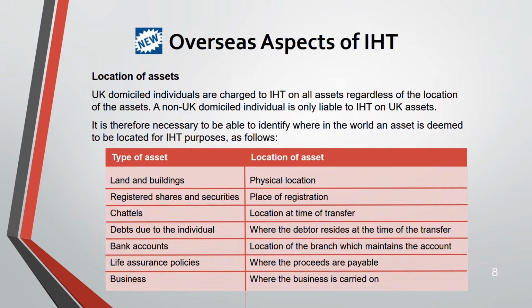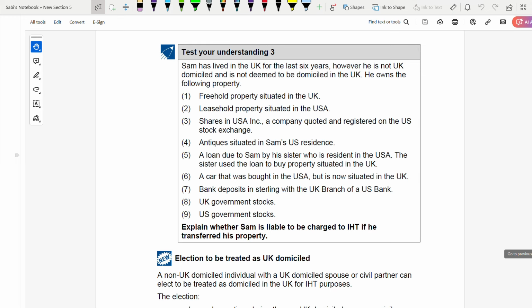Now let's do a question. Test your understanding 3. In test your understanding 3, you have been given 8 properties. You have to decide and explain whether Sam is liable to IHT if he transferred his property. Sam has lived in the UK for the last 6 years. However, he is not UK domiciled and is not deemed to be UK domiciled. He owns the following property. Remember, because he is not UK domiciled, not even deemed domiciled, he will only be charged to IHT on his assets located in the UK. Only UK, not worldwide assets.